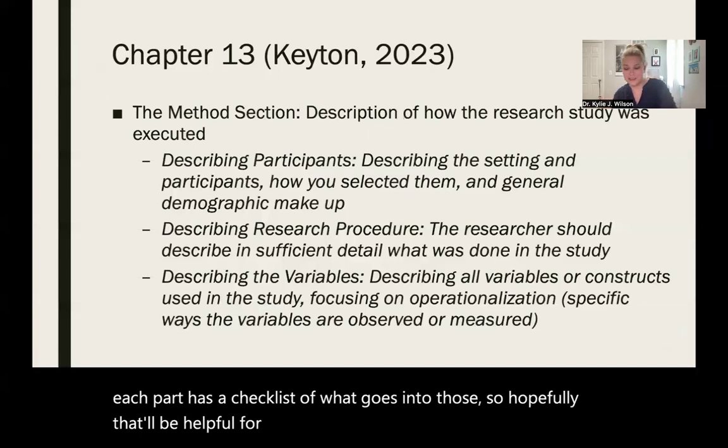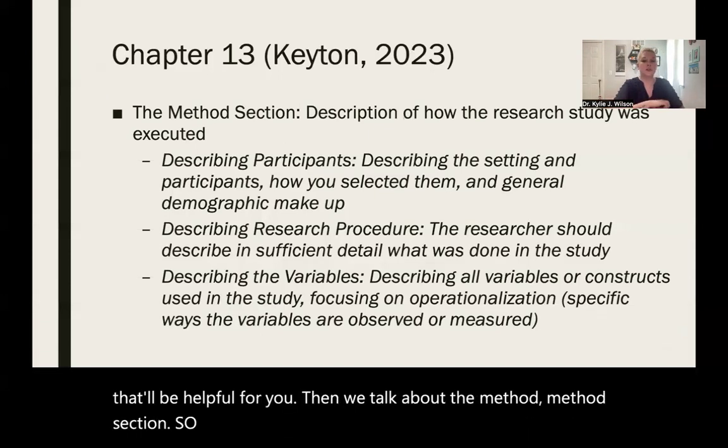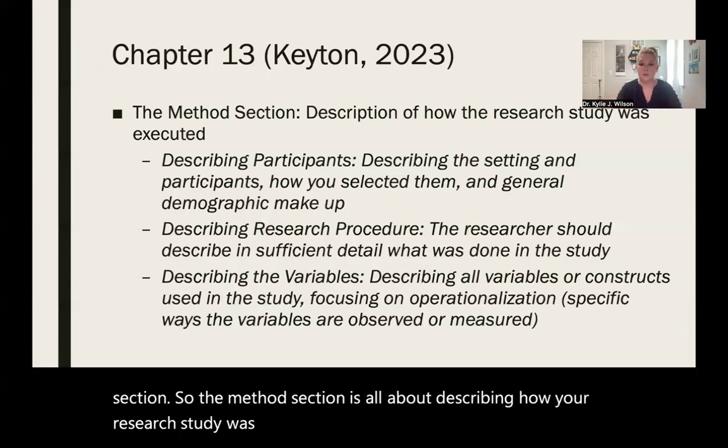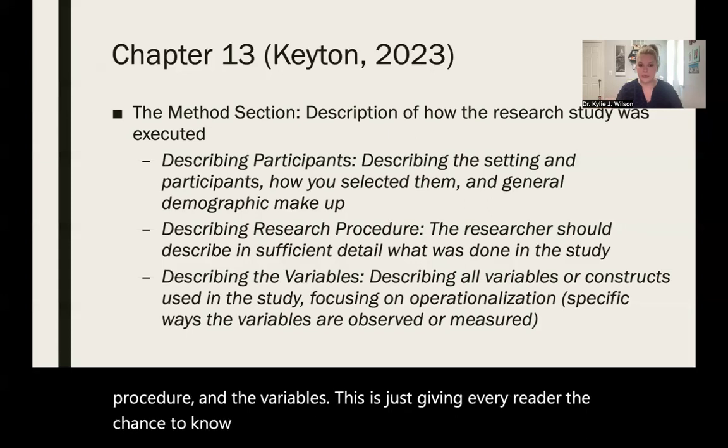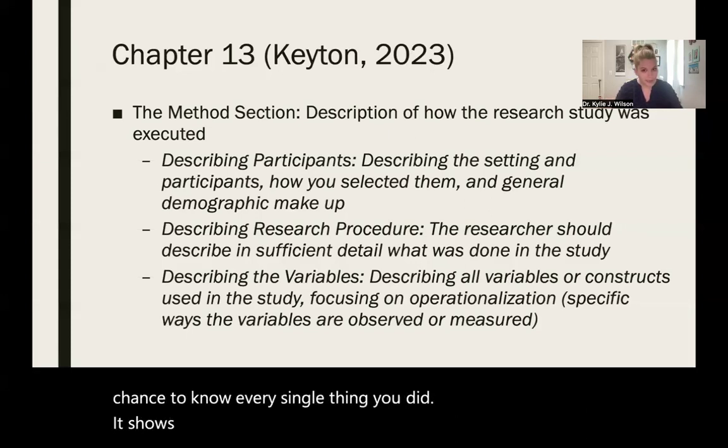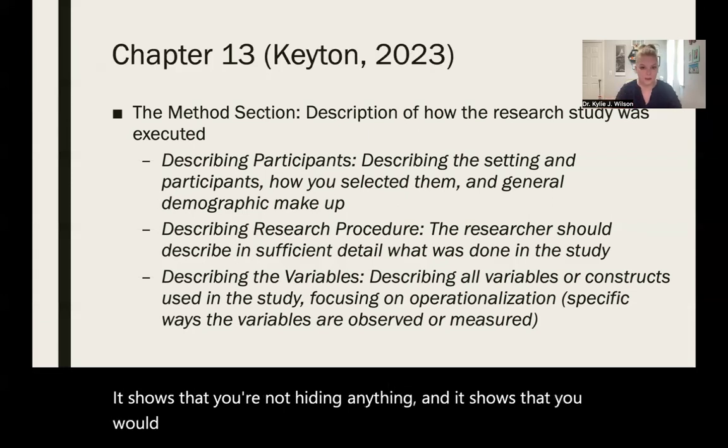Then we talk about the method section. The method section is all about describing how your research study was executed. So you'll describe participants, your procedure, and the variables. This is just giving every reader the chance to know every single thing you did. It shows that you're not hiding anything, and it shows that you would like the study replicated in the future.